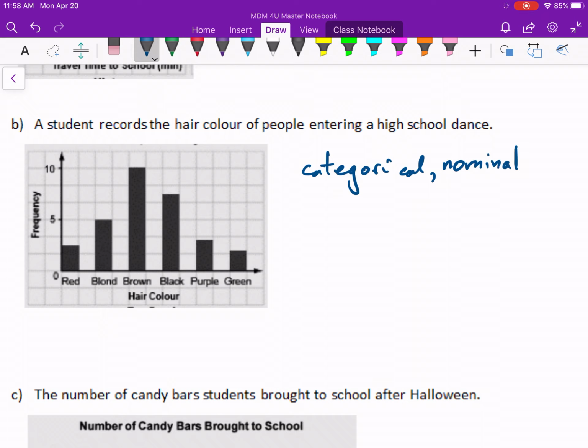Red is not better than blonde. There's no reason why red had to come first, no reason why green had to come last. It's a random ordering. So, again, what can we say? Well, if we want to make a comment about it, we can say most students who came into the dance have brown hair.